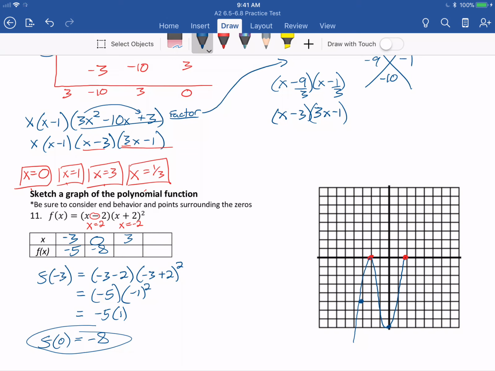And my last one, f of 3, if you plug in 3 for all those x's, you should get out positive 25. Okay, so you should get out positive 25. 3, positive 25 is way up here. It's way off the graph somewhere. So this guy just keeps on going up, up, up, up, up, and towards that way. So this is a snake that starts down low and ends up high.